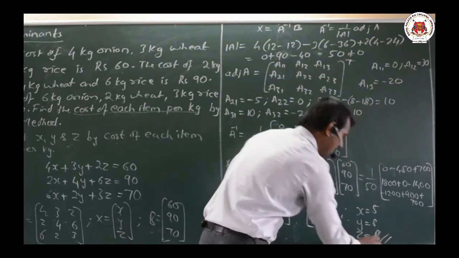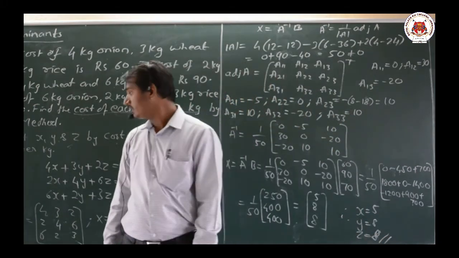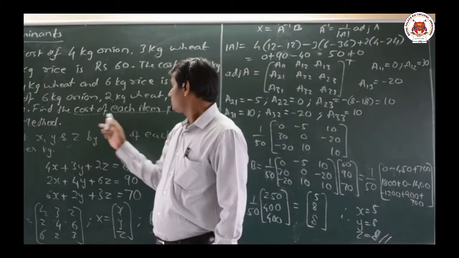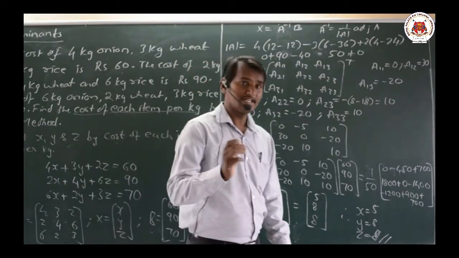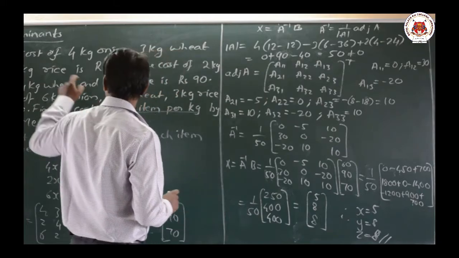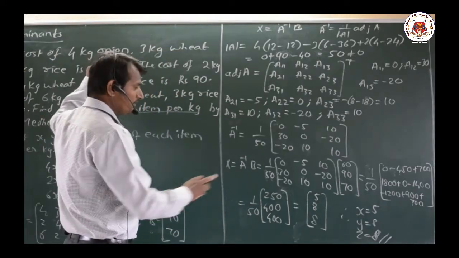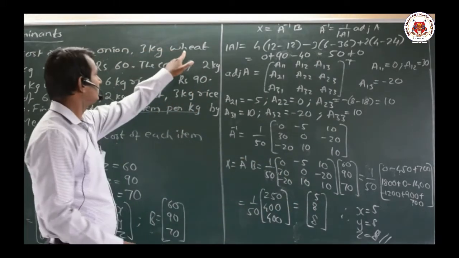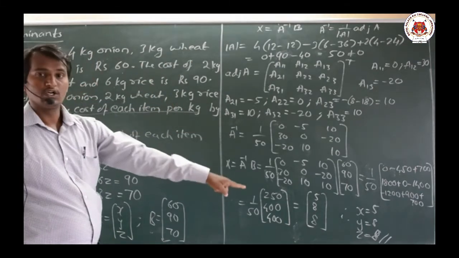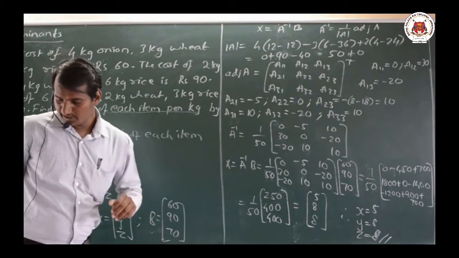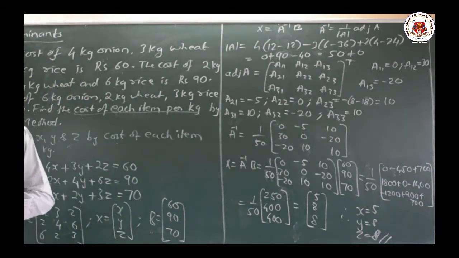Hence, the cost of each item per kg will be: onion rupees 5, wheat rupees 8, and rice rupees 8. Dear friends, this was our applied kind of problem. Please pause the video to note it down.